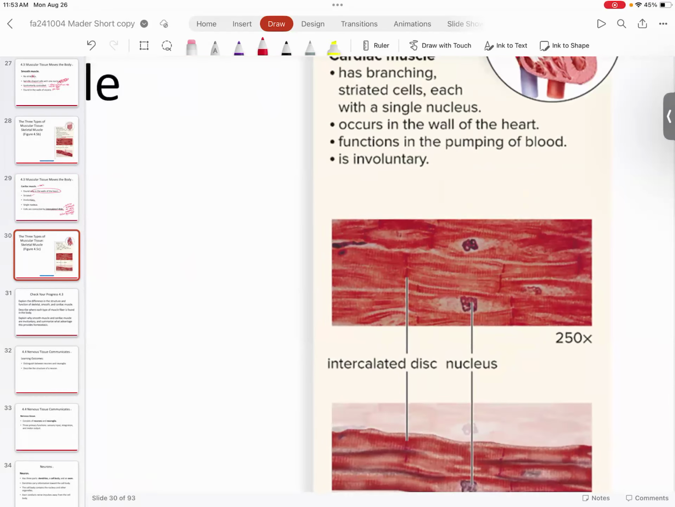So here's your cardiac muscle. Here's basically this little line right there. Those are intercalated discs. So here's your nucleus, one nucleus, and you can see how they're striated. They've got this little striping effect.